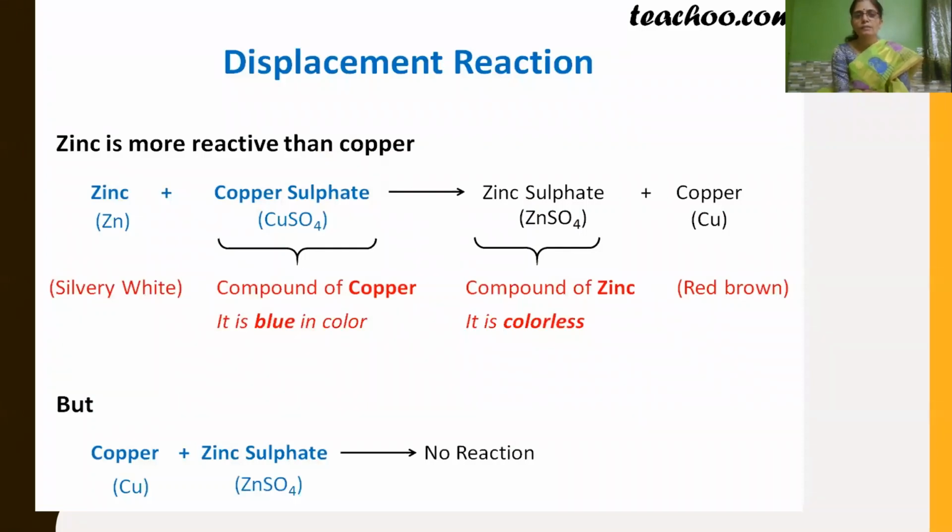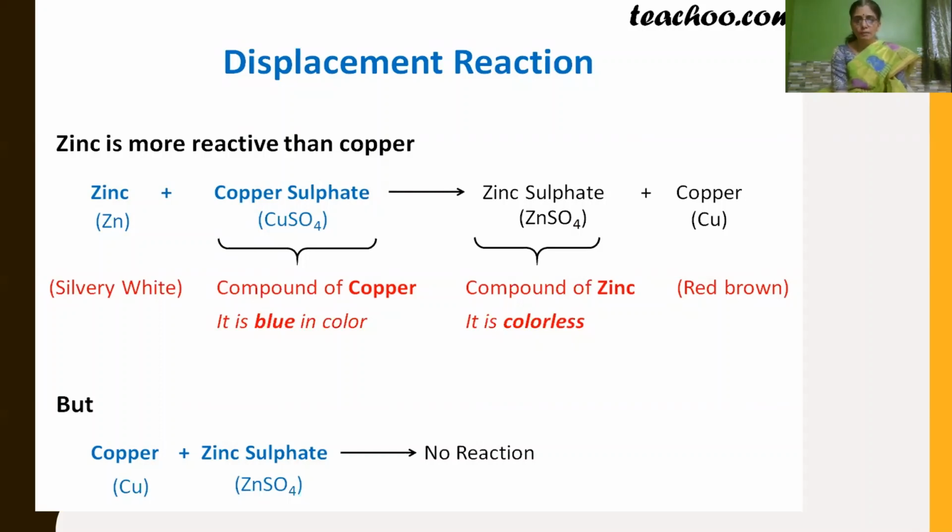Now again, see, zinc is more reactive than copper. So zinc plus copper sulfate: as zinc is more reactive than copper, it displaces copper from its compound. So copper will be displaced by zinc. You have to remove copper, and in that place write zinc. So it will become zinc sulfate plus copper.